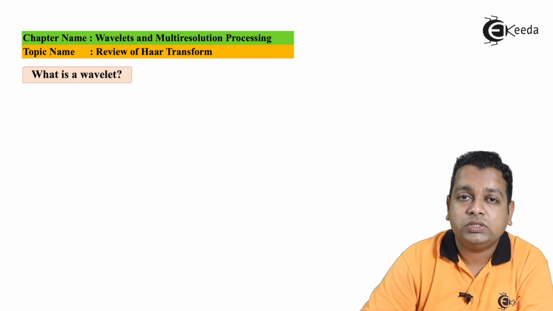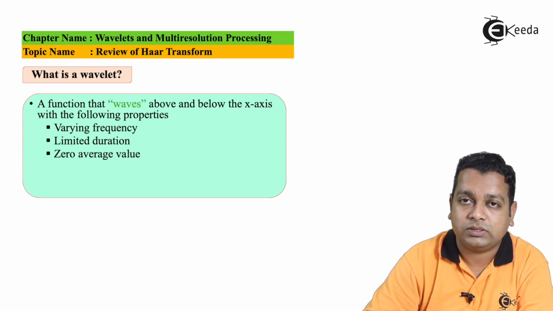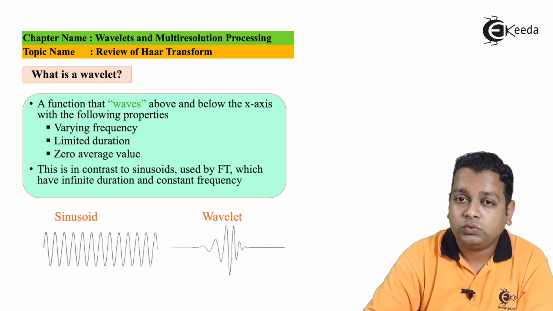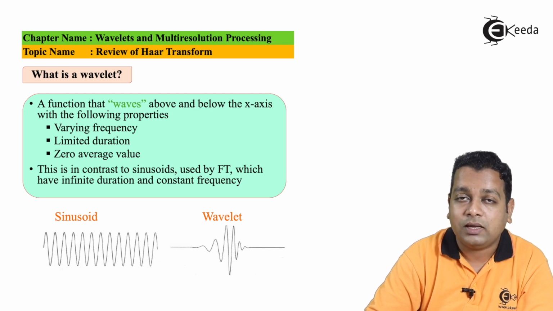Now the question is what exactly the wavelet is, as we have started with this domain, the chapter on wavelets and multi-resolution analysis. It is a function that waves above and below the x-axis with the following properties: varying frequency, limited duration, and zero average value. This is in contrast to the sinusoids used by the Fourier transform, which have infinite duration and a constant frequency. With the help of these two pictures, you can compare. This is a sinusoid, infinite on the left-hand side and infinite on the right-hand side also, and it has a constant frequency.